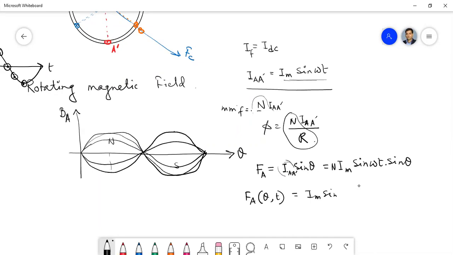And that is Im. Obviously, there should be some number of turns, otherwise the dimension will not match. So, sine omega t, here also number of turns, sine theta. Or you can also use some Fm value instead of Nim. So this will be the field if you apply a single phase supply, single phase alternating voltage or alternating current in a single winding.